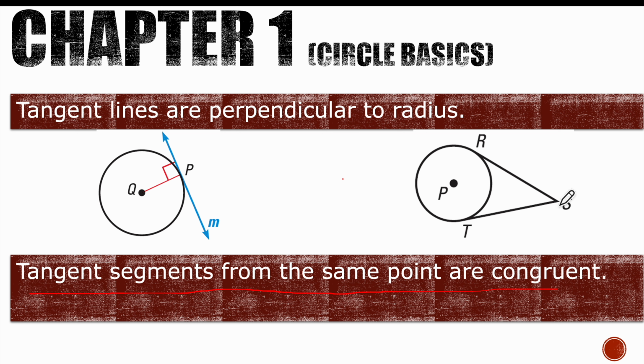So for example, here from S, there are two tangents which are drawn, SR and ST, and they are both congruent. What does it mean? It means that the length of SR is equal to the length of ST. Okay. If you take another point and draw one tangent here, sorry for the bad drawing, but let's say this tangent is like this and another tangent is like this. Then XY shall be same as XZ. Okay. Because tangent segments from the same point are congruent.